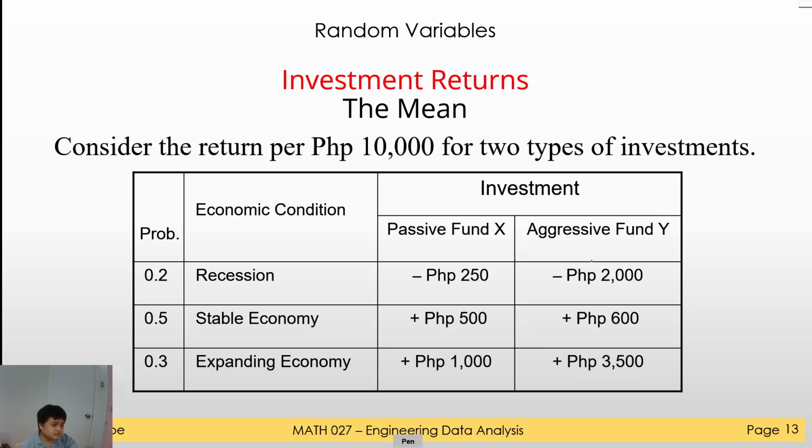So for the aggressive fund, the risk is quite high, no? So you might lose 2,000 pesos if in case there will be a recession or pagkalugi or a downward economic growth. But to relate to that, there is a high return if it grows, no? If the economy expands. So choosing for either this or this one, we can utilize the random variable principle.